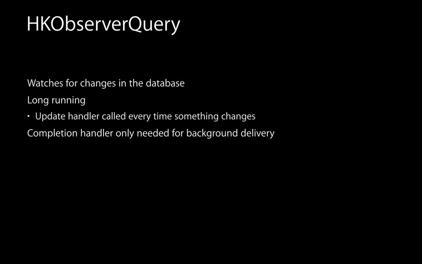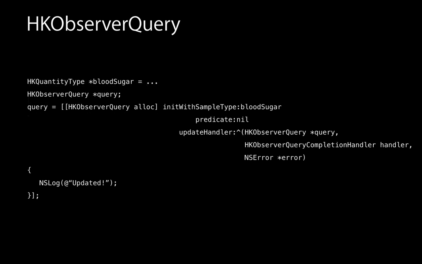You might notice that in your update handler, there's a completion handler. This is for a feature that we won't have time to go into today called background delivery. If you have any questions about background delivery, please come by one of our labs. Here's us creating an observer query. All we do is tell it that we want all blood sugar readings, and our update handler will be called every time a new blood sugar reading is saved or removed from the database.